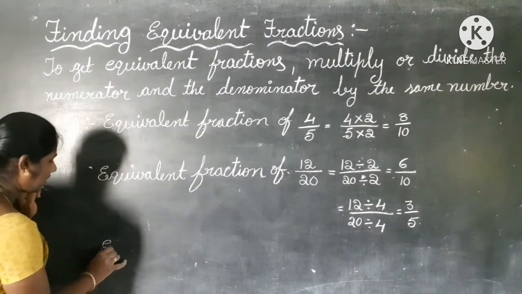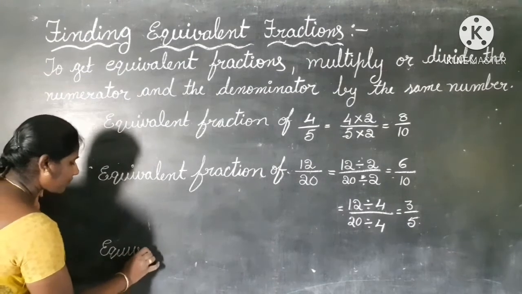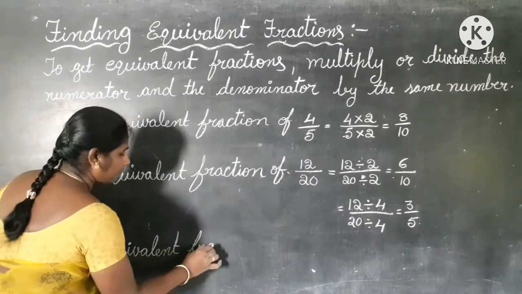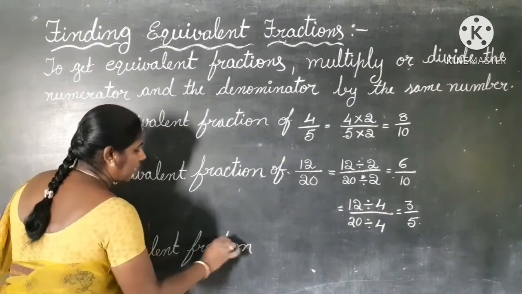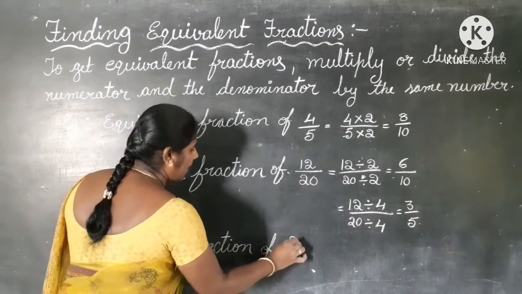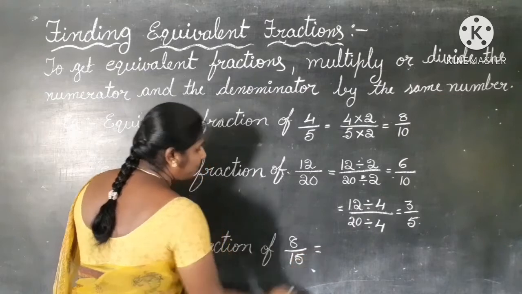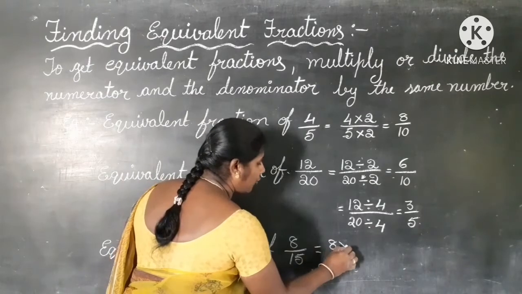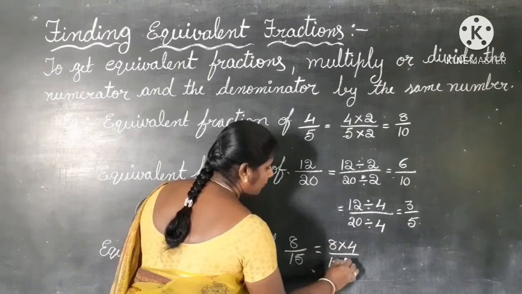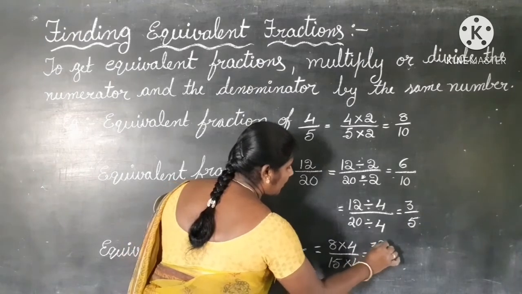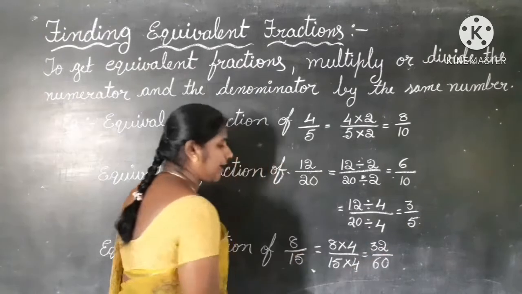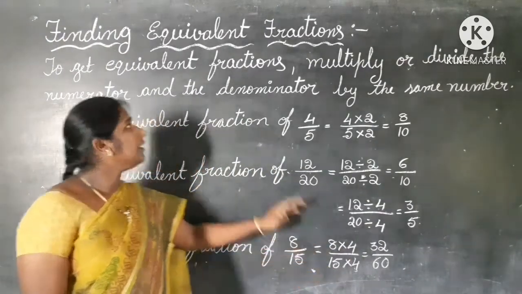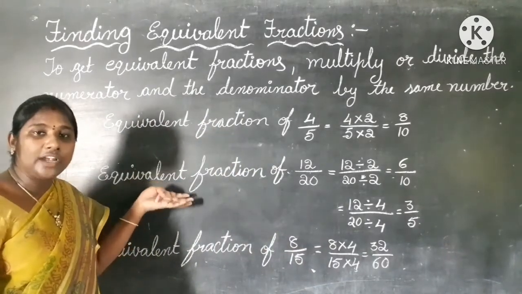Okay, next one. Equivalent fraction of 8 by 15. We can do it with the same number. Which number? Suppose we will do it with 4. 8 into 4 by 15 into 4. 8 4s are 32 by 15 4s are 60. Okay, this is how to find the equivalent fraction.